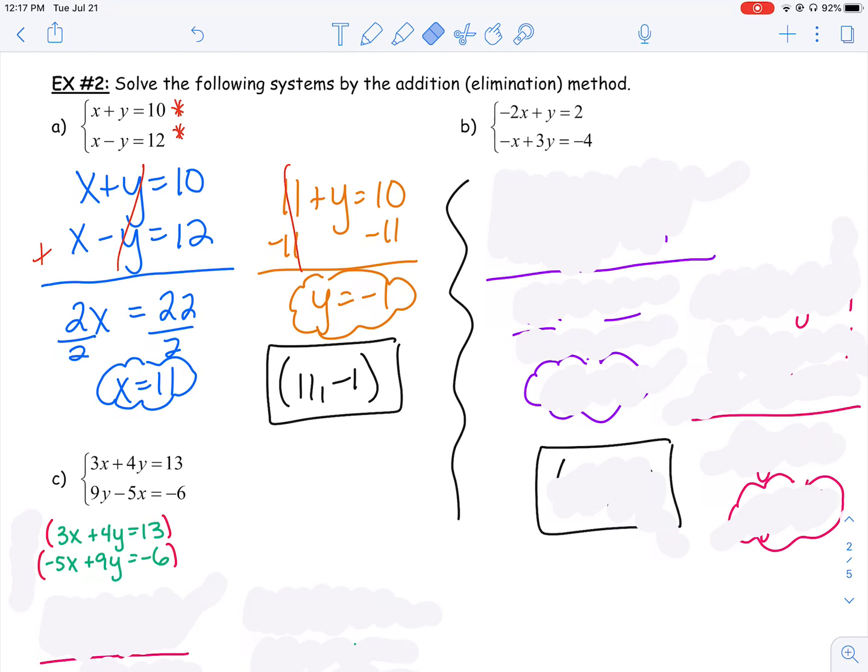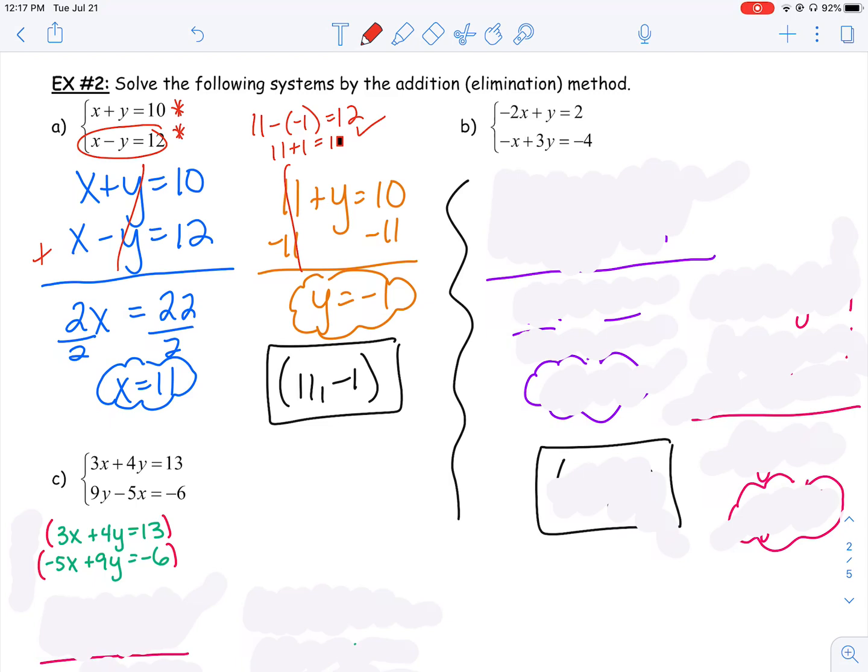Let's quickly double check by plugging those numbers into my second equation. If I plug in 11 for x, minus, and I plug in -1 for y, do I get 12? Well, these two negatives make a positive, and 11 plus 1 is 12, so I know it works. All right, let's look at B. It's got to get a little bit harder, right?